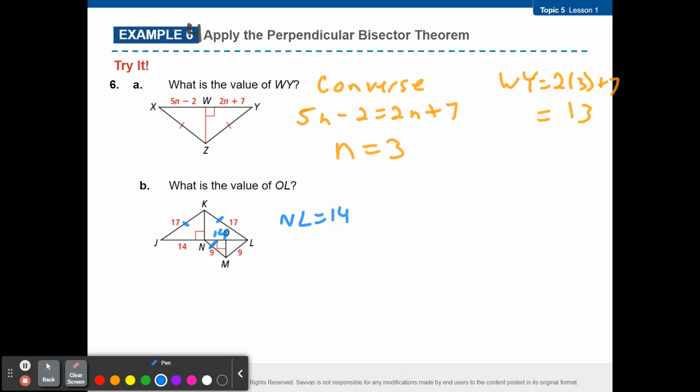So then I have NM and ML. If we look at this triangle right here, NML, we have the same thing going on, which means N to O ends up being 7. So now they're asking us what OL is. Now we know that this is congruent to this, and we know that this is a bisector, so OL would have to be 7 in that case.